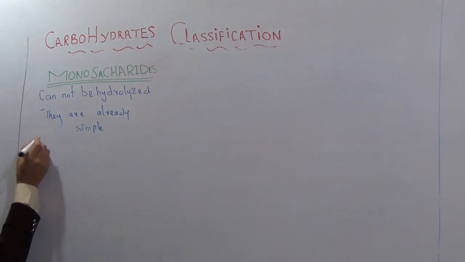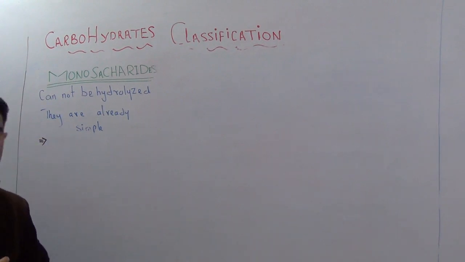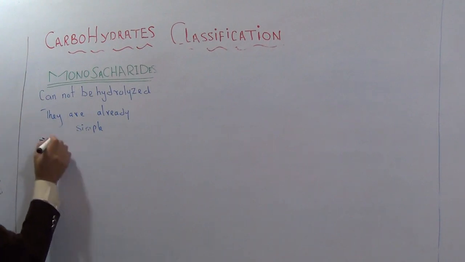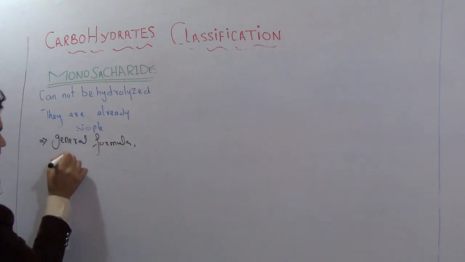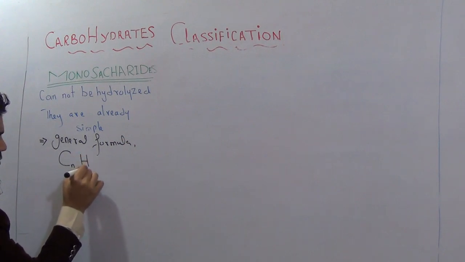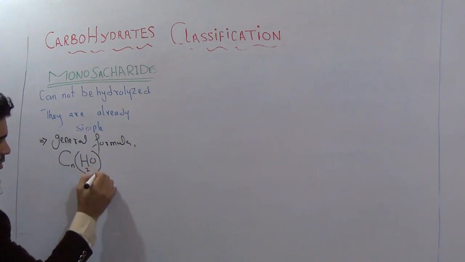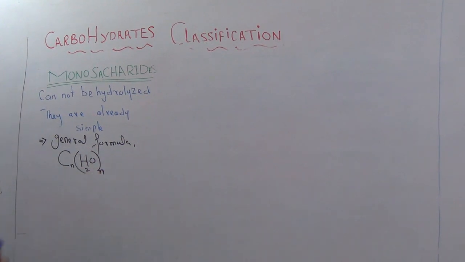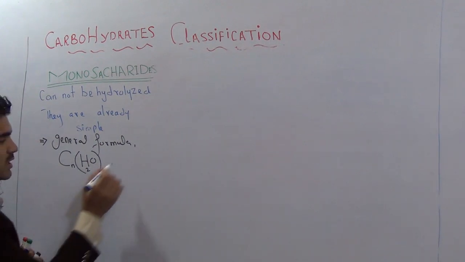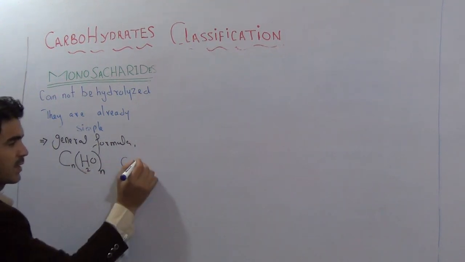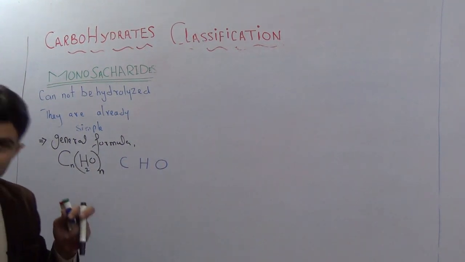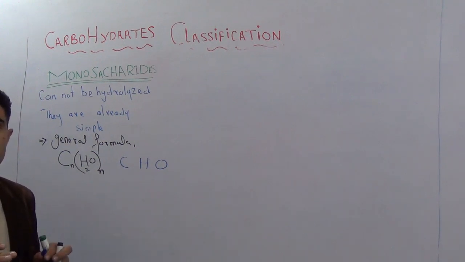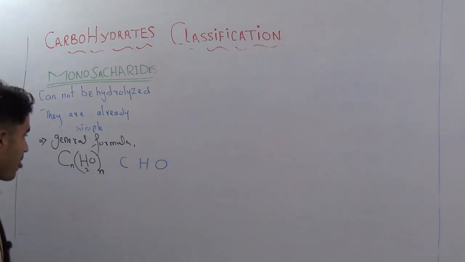About monosaccharides, we have the second point: their general formula. The general formula of the monosaccharide is (CH2O)n, and here we write n. This is the formula of monosaccharides. What is meant by this formula? This formula means that monosaccharides contain carbon, hydrogen, and also oxygen. The first thing that we must know is that all monosaccharides contain carbon, hydrogen and oxygen.